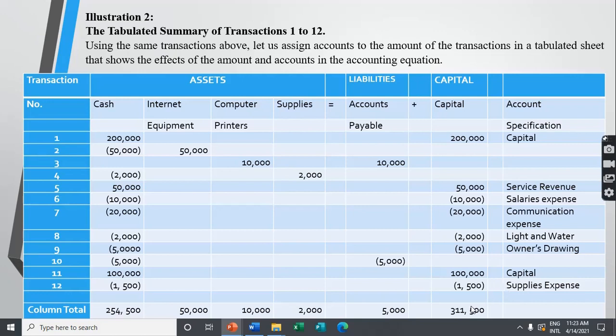Okay? So, dapat ngayon, yung asset is equal to liabilities plus capital. Yung computation dito, parehas dun sa total ng liabilities plus capital. Yung total na assets, parehas dun sa total ni liabilities plus capital. So, i-compute natin kung tama.